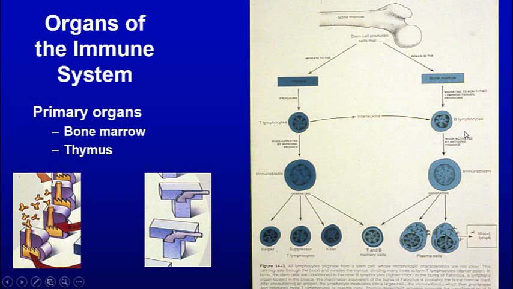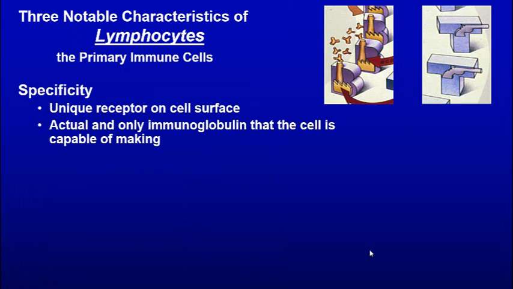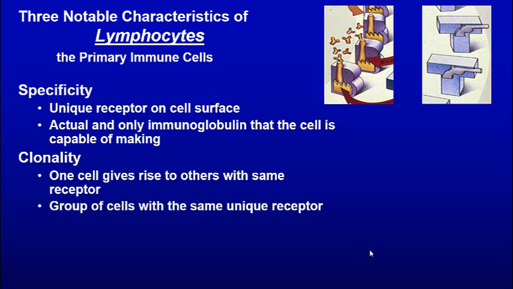And over here on the B line, the B cells produce antibody-producing plasma cells, and they have memory as well. So there's three notable characteristics of lymphocytes. One is unique receptors on its surface, the actual and only immunoglobulin that the cell is capable of reacting to. So it has immune cell receptors on there, which is unique for whatever antigen is reacted to. Clonality, one cell gives rise to others with the same receptor.